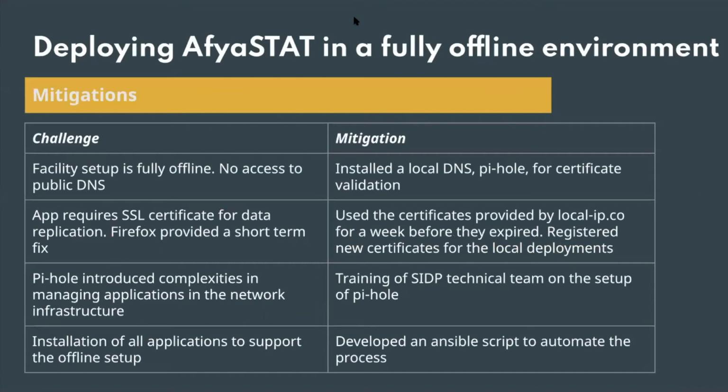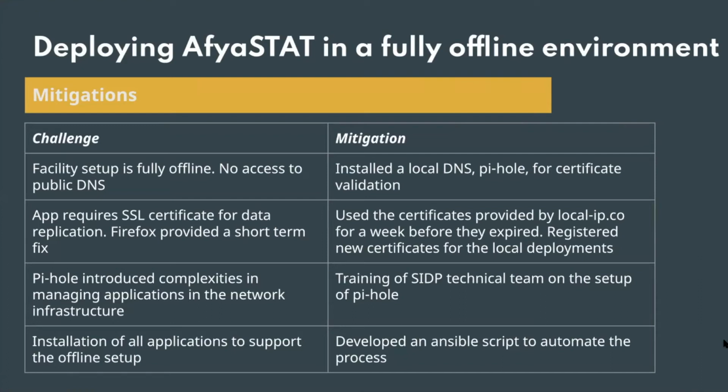So basically, these are just the challenges and the mitigations. The first one was that the facility to set up is fully offline and has no access to public DNS. So the introduction of the Pi-hole as the local DNS enables us to host local domains. You can have a domain, you have procured an SSL certificate with a certain domain, let's say AfyaSTAT.org.